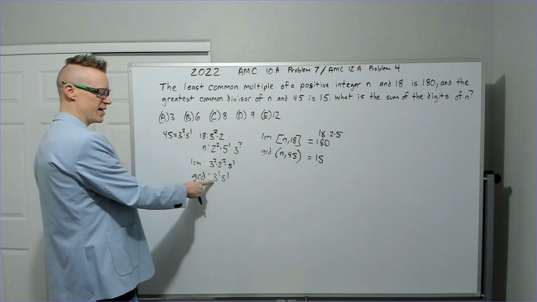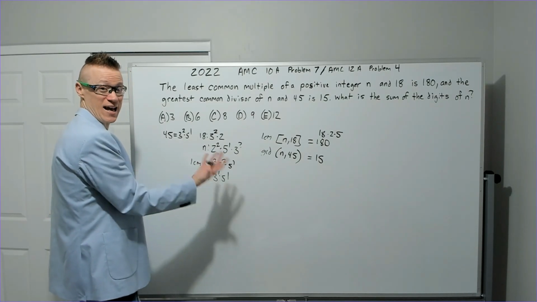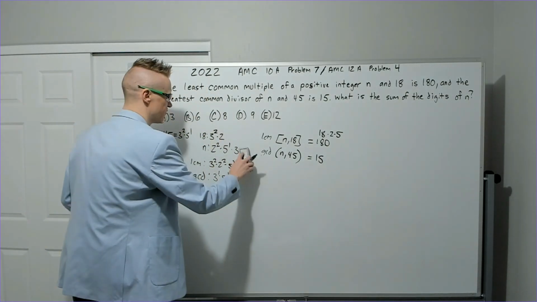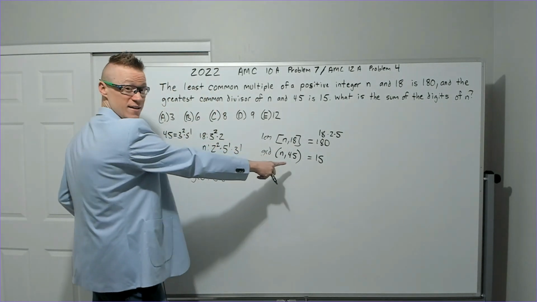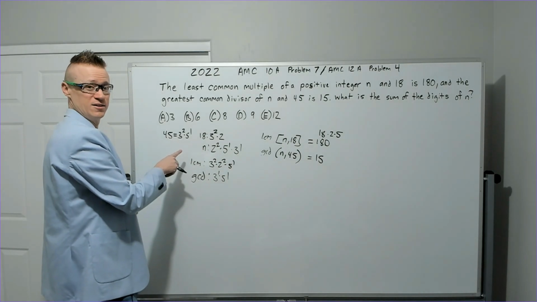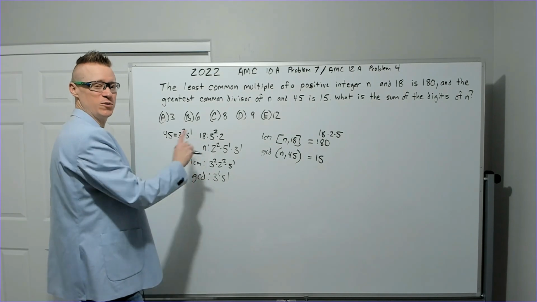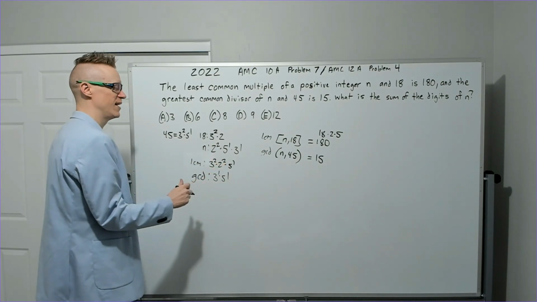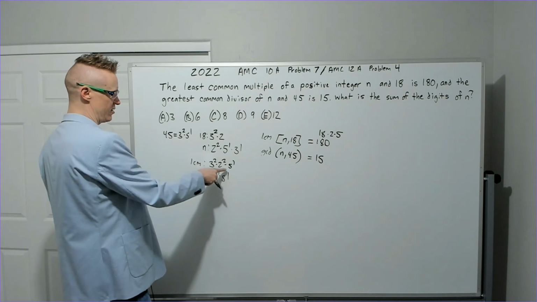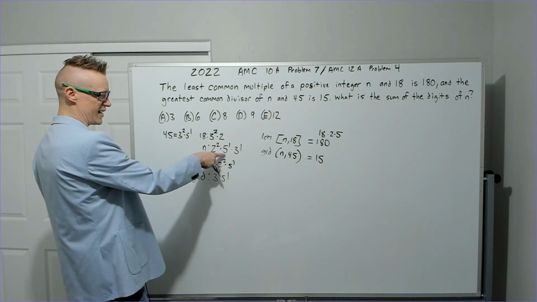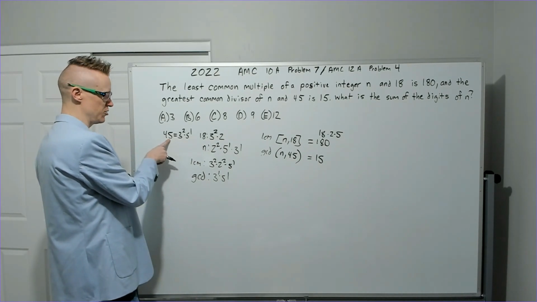Well, if 3 to the first is the least power available, n is going to have a 3 to the first in it, because the 45 that it's working with has 3 squared. So that means we've got to have a 3 to the first, which is the least power between 3 to the first and 3 to the second. Okay, so then what? That means we've got here, the 5 to the first was already in n, and it's in 45, so no issues there.